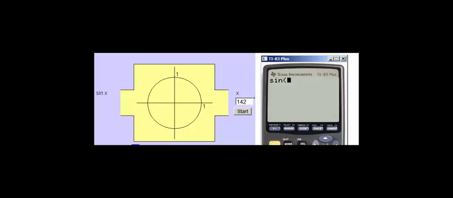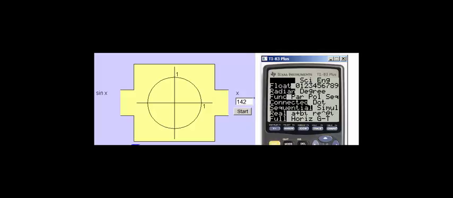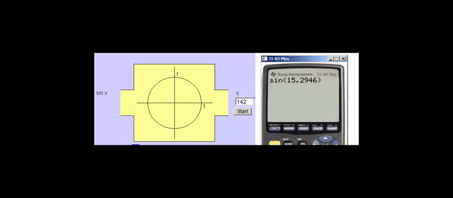If I wanted to take the sine of 15.2946 degrees, now let's make sure we're in degrees, so I'll go into my mode, I'll go over to degrees, now I'll hit enter. There is a height value there. If I want the sine of 0.00156 degrees, I'm going to get a height value out. Now this number is really close to 0. This right here means move your decimal place to the left 5 places.